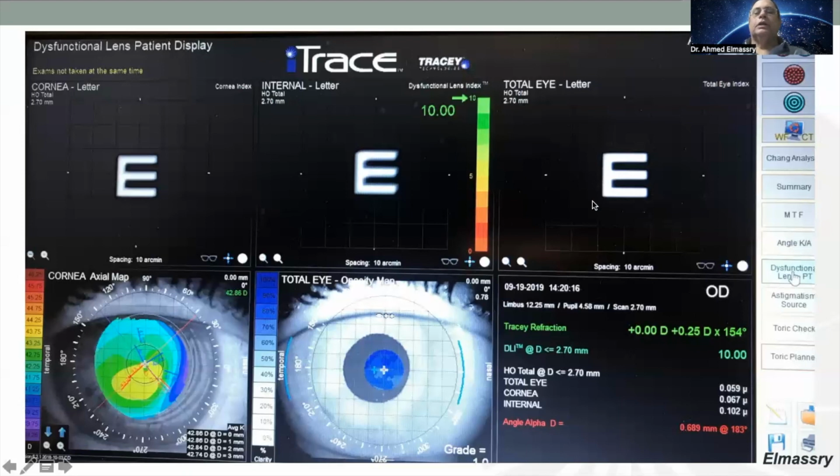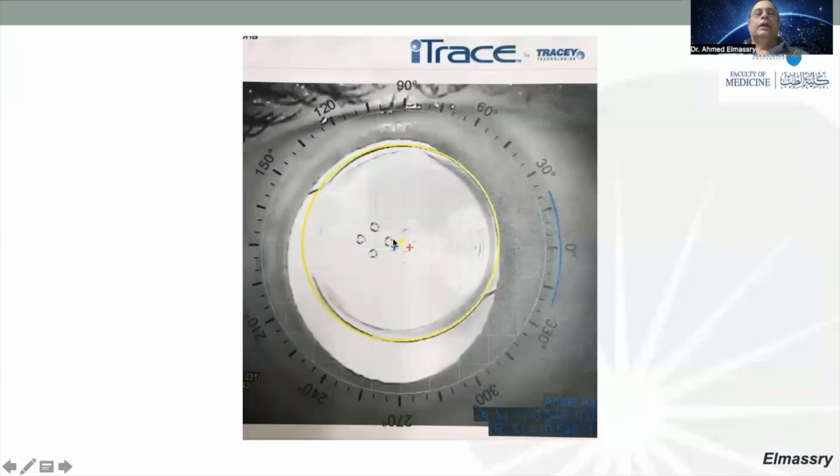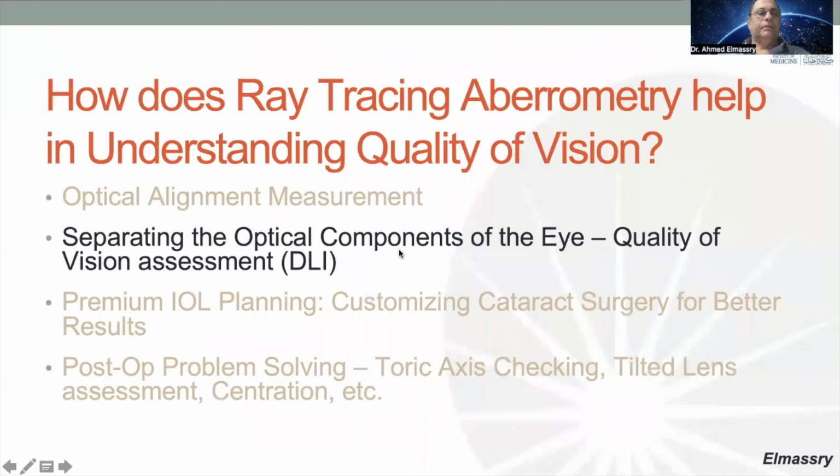This patient sees this E in this pattern because the cornea is okay and the lens is also okay. This shows when the IOL is a little bit decentered from the visual and optical axis, and that may cause high order aberrations, and the patient is not happy.